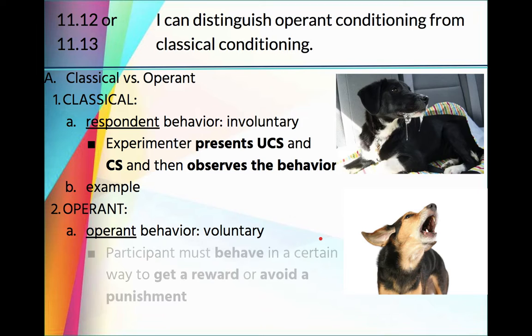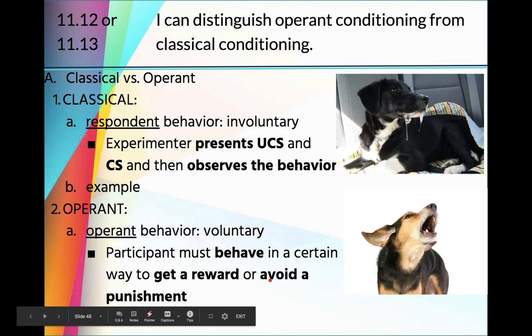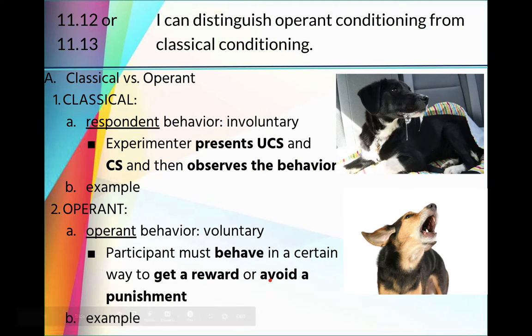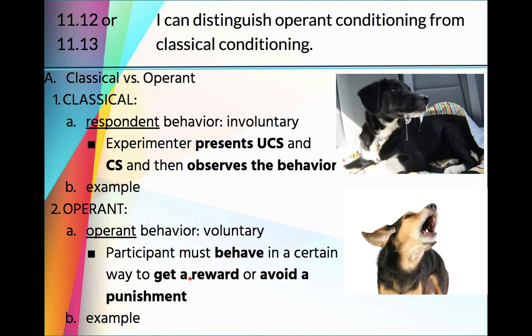In this case, the participant has to behave in a certain way and then gets a reward or avoids a punishment. For this example, I'd like to look at the same scenario: a family is eating dinner. When the family's eating dinner, the dog barks. And the brother of the family throws food at the dog, so it remains quiet. Well, the dog barked and it got the reward. So next time it's going to bark again so it can get food again. This is operant because the dog can control barking.